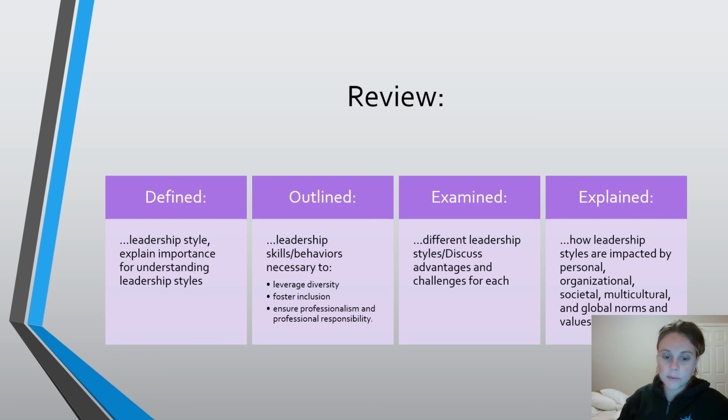Alrighty, that is it. So we're going to review here. We defined leadership styles. We explained the importance for understanding your specific leadership style. We outlined leadership skills and behaviors that are necessary to leverage diversity, foster inclusion, and ensure professionalism and professional responsibility. We examined different leadership styles, 2 of them. We discussed the advantages and challenges for each of those, and we explained how leadership styles are impacted by personal, organizational, societal, multicultural, and global norms and values.